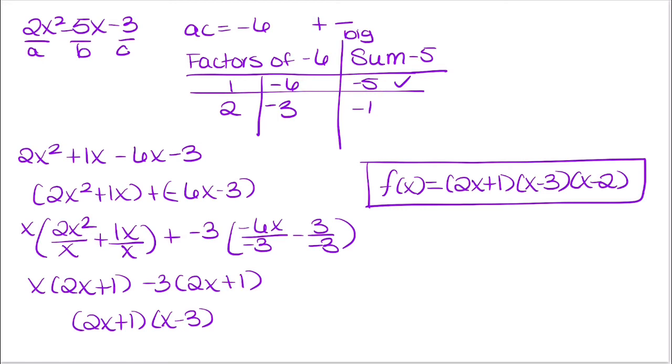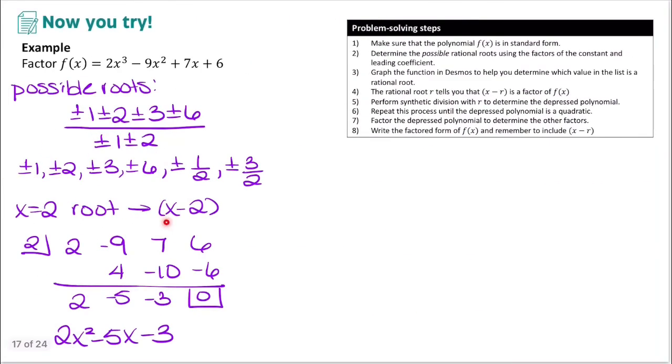Then I use that to expand out that negative 5x term. I put my terms into two groups. From the first group, I factored out an x, so that gave me x times 2x plus 1. From the second group, I factored out a negative 3, so I have minus 3 times 2x plus 1. So I have these two factors from my last factoring step, right? 2x plus 1 times x minus 3. And then don't forget, I need to include this x minus 2 that I factored out originally.